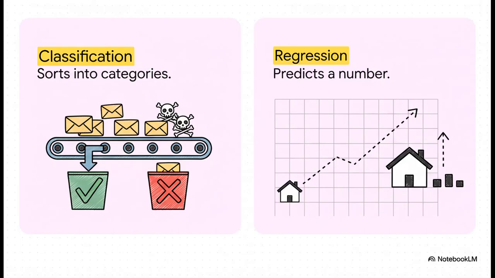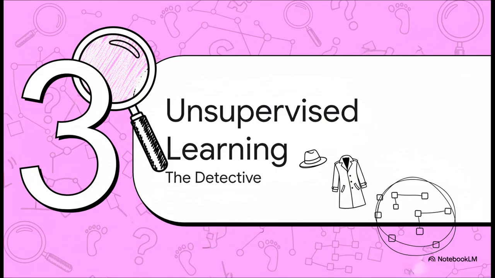And this student model is really, really good at two main jobs. The first one is called classification. That's all about sorting things into buckets, is this email spam or not spam? The second is called regression, and that's all about predicting a specific number, like forecasting the price of a house next year.